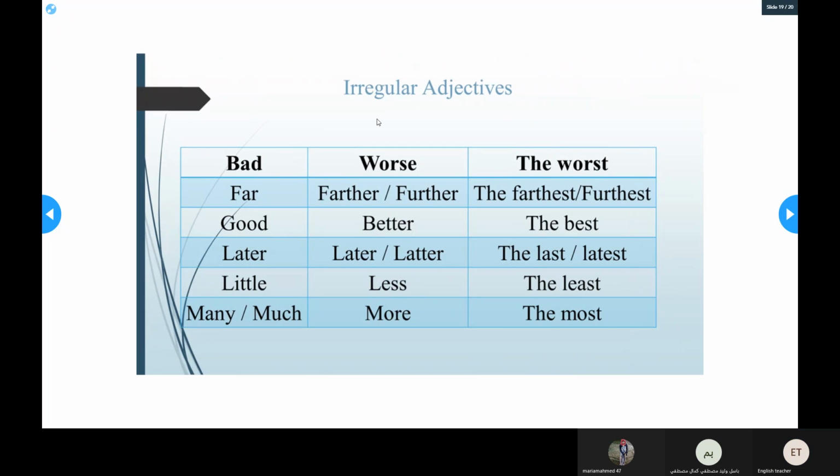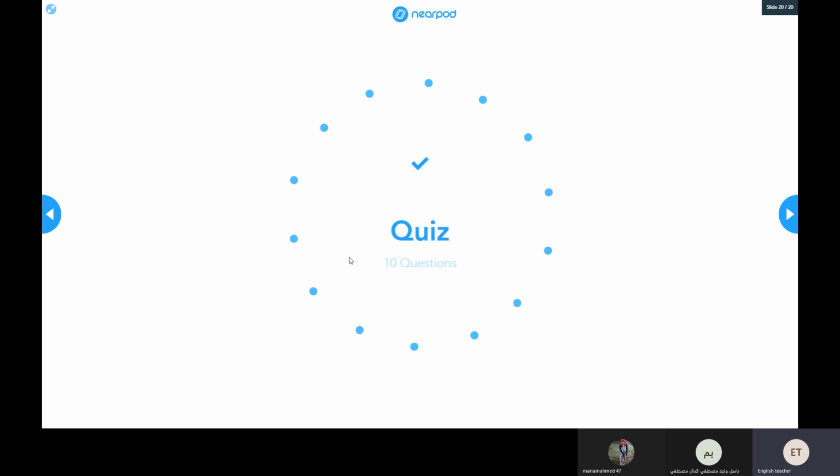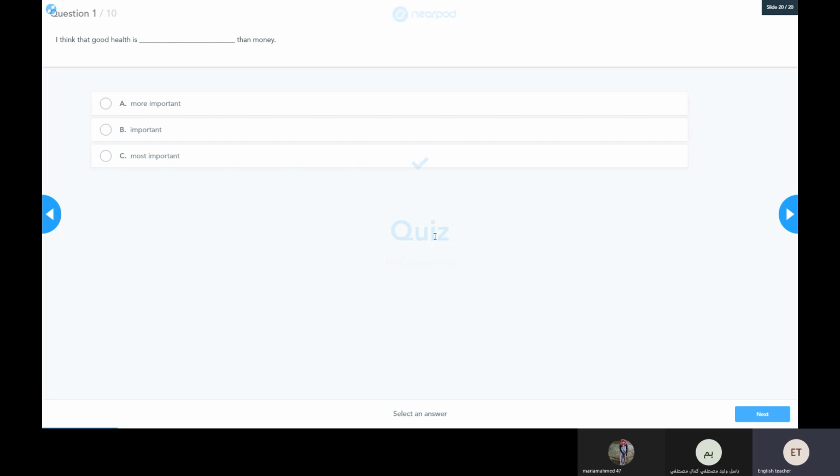Okay. So also we have some irregular adjectives. We do it here: the adjective, comparative form, and superlative form. Bad, worse, the worst. Far, farther or further, the farthest or the furthest. Good, better, the best. Late, later, the last. Little, less, the least. Many and much, more, the most. So, here we have a 10 question quiz.